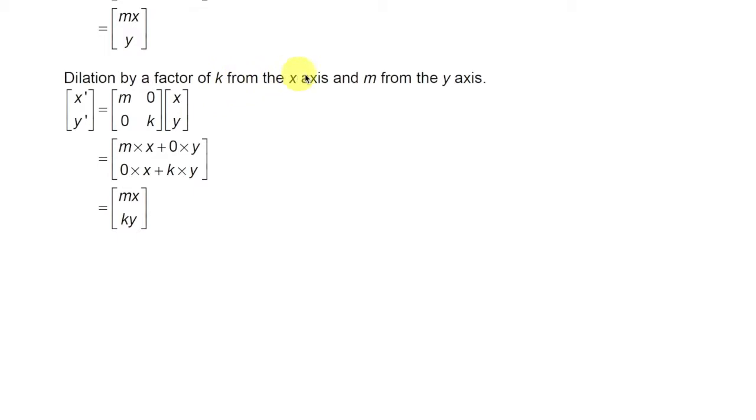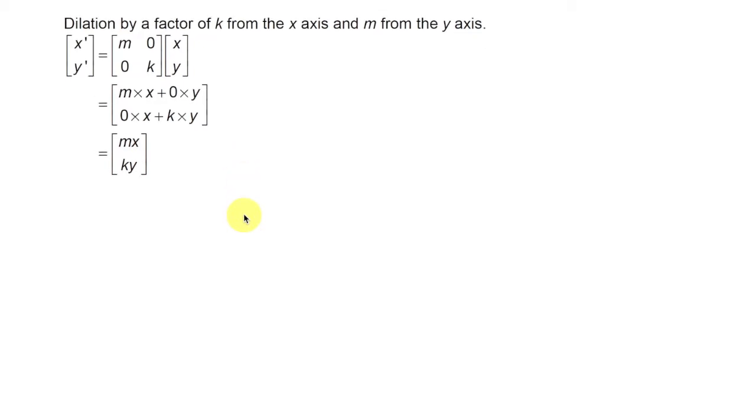Dilation factor of k from the x-axis and m from the y-axis, so that's a combination here. So we've got zeros along this side. I've got an m there and a k here. If I do matrix multiplication, I end up with mx, ky. So the new x is going to equal mx, so m multiplied by the original x. The new y is going to be equal to k multiplied by the original y, where m and k are the dilation factors.